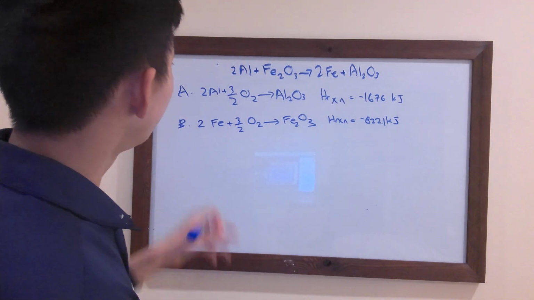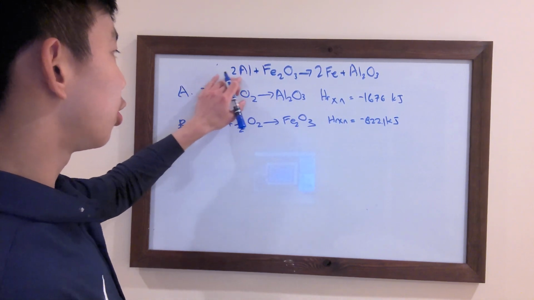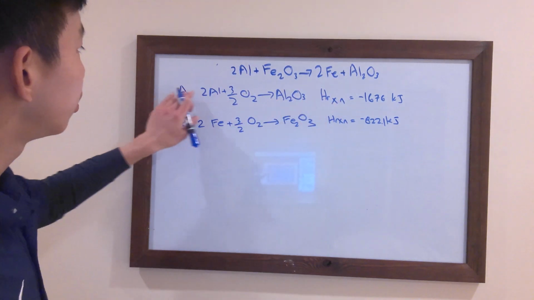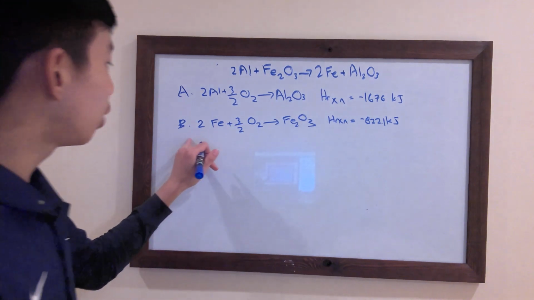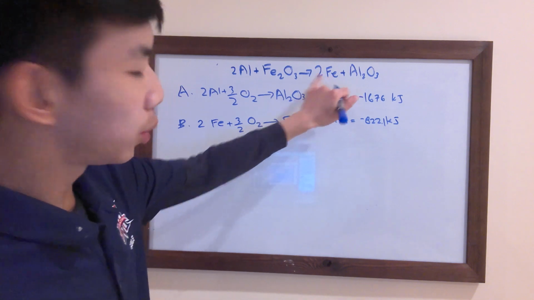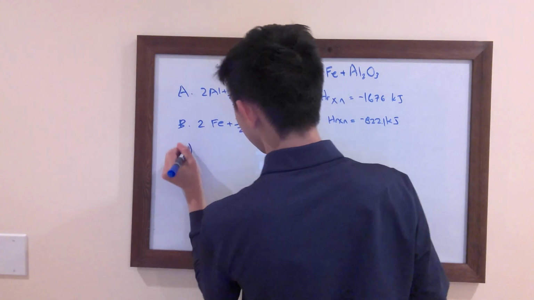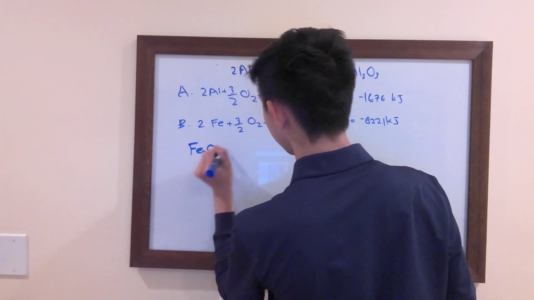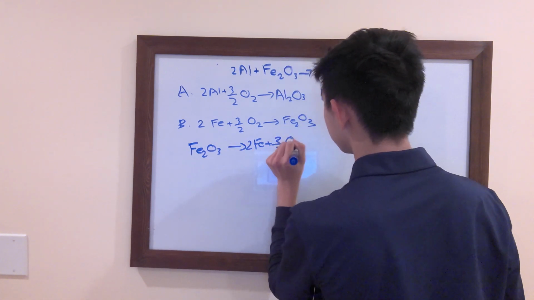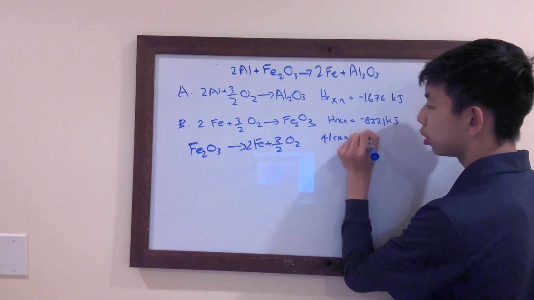Well, look, A has 2Al, and 2Al is on the reactant side of the reaction that we want. So reaction A has to stay the same. For B, however, Fe is on the reactant side here but on the product side in the target reaction, so we need to flip this one. It'll be Fe2O3, 2Fe plus 3/2 O2. And since we flip it, we change the sign of the heat of reaction.